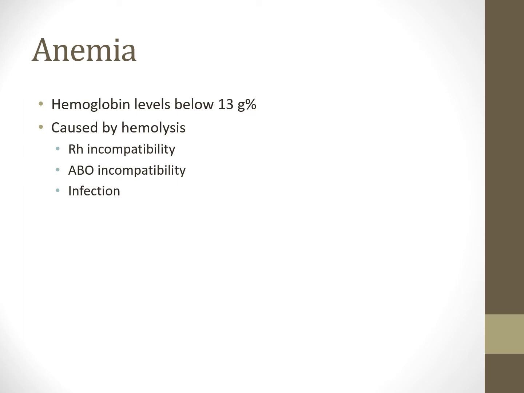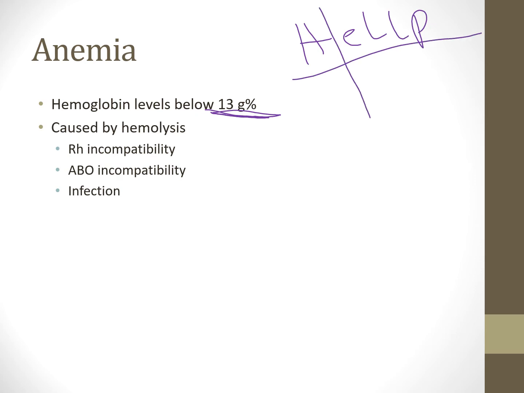Anemia in a baby is a hemoglobin level less than 13 grams percent. A hemoglobin level less than 13 grams percent. And a lot of this is going to be caused by hemolysis, especially if the mom had HELLP syndrome, right? What's the H stand for in HELLP? Hemolysis, right? That's what we're looking at here. So hemolysis, and hemolysis can be caused by Rh incompatibility and ABO incompatibility, as well as infection, right? So that's something that we have to watch out for.